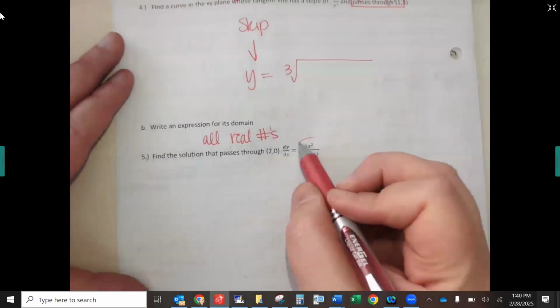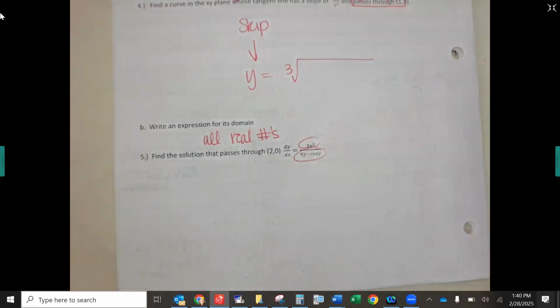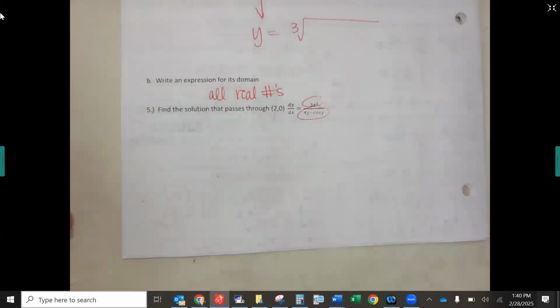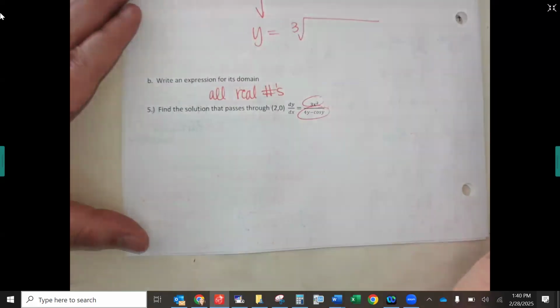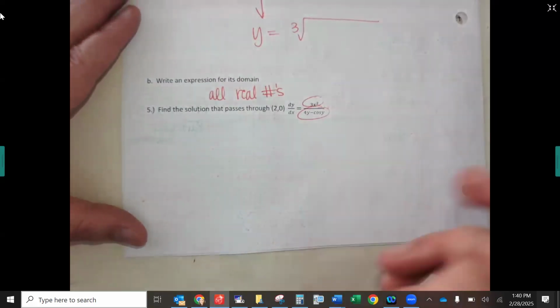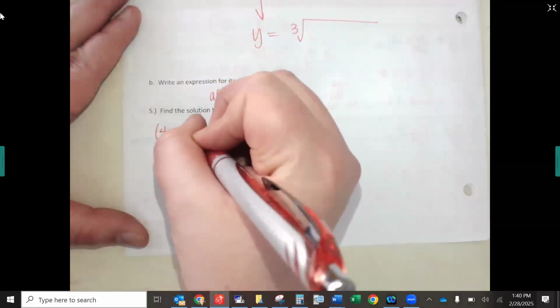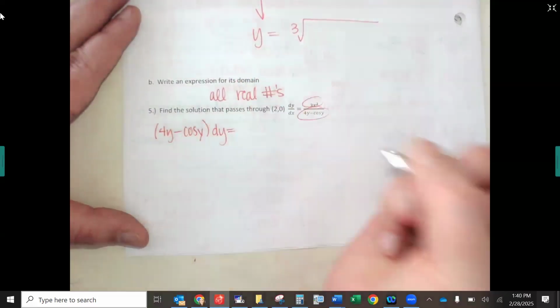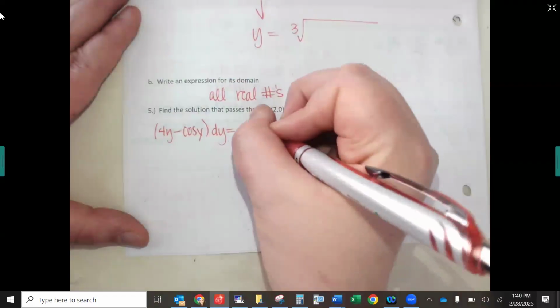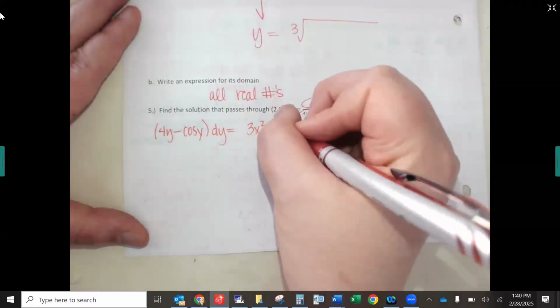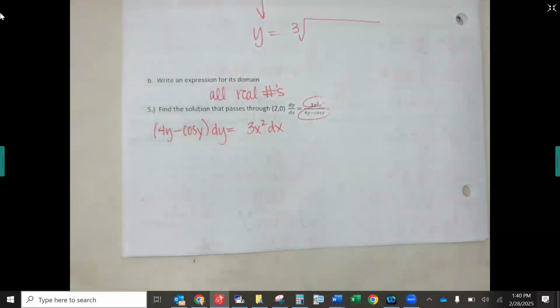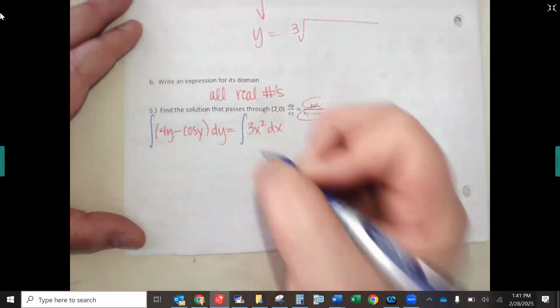I have x stuff and I have y stuff. What is the operation between them? Division, which means that they are separable. And to separate, if they're divided, I'm going to multiply. So go ahead and do that step first. My 4y minus cosine y would multiply to the other side, and my 3x squared would just stay where it's at, but I would multiply the dx over with it. Then I'm going to group this in parentheses because I had to multiply that whole term across to here. Then integral.